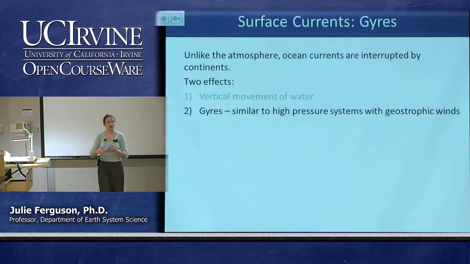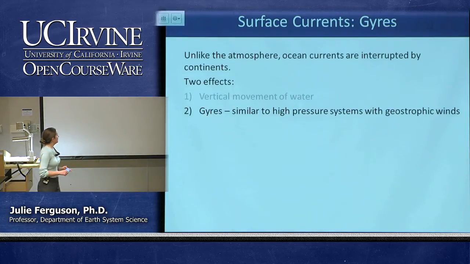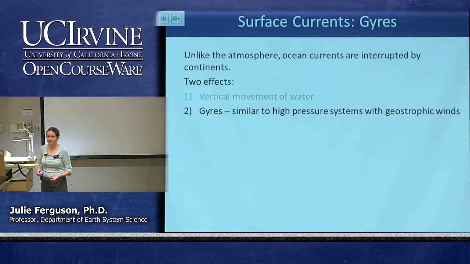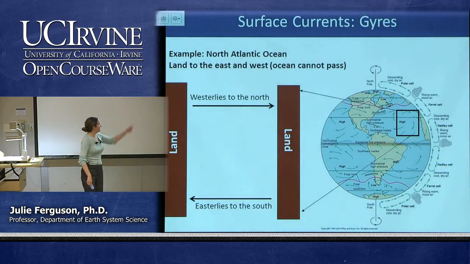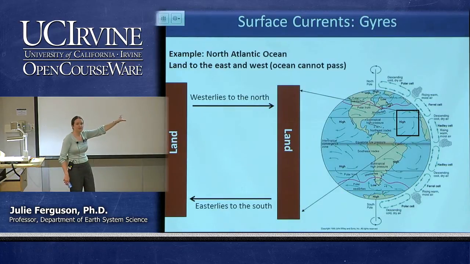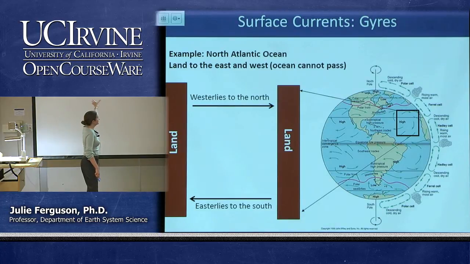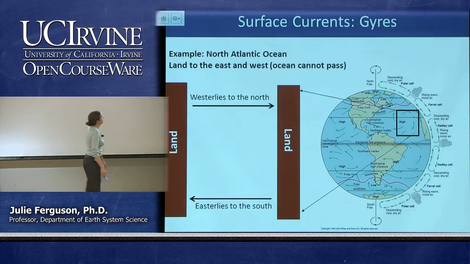So that was talking about vertical movement, so upwelling and downwelling. Now I just want to talk about what's happening at the surface. So these are really basically the same concepts that we were talking about with high pressure systems and geostrophic winds. So to start off with, my little schematic at the side here is basically representing the North Atlantic. So I have land on one side, which is the US and Canada. I have land on the other side, which is Europe and Africa.